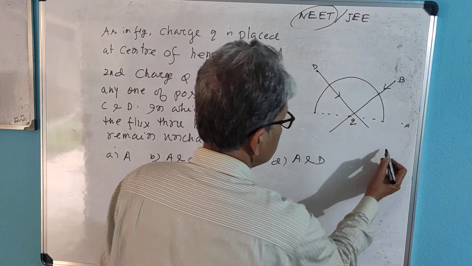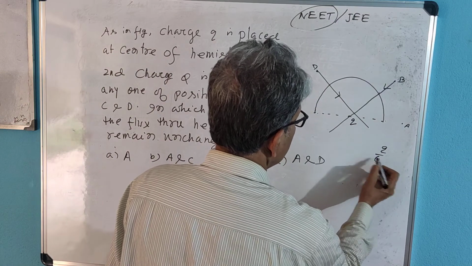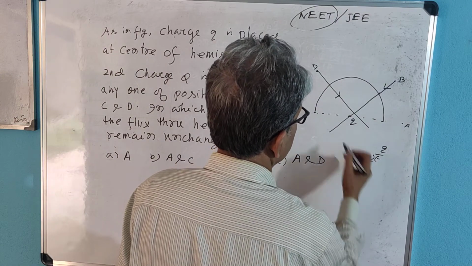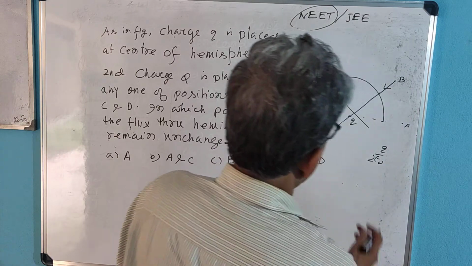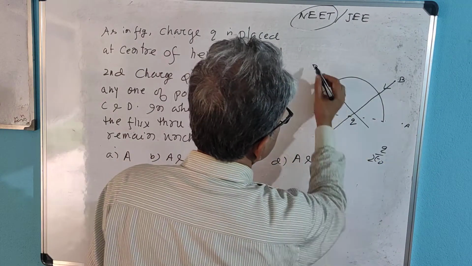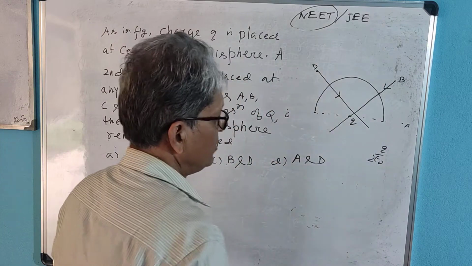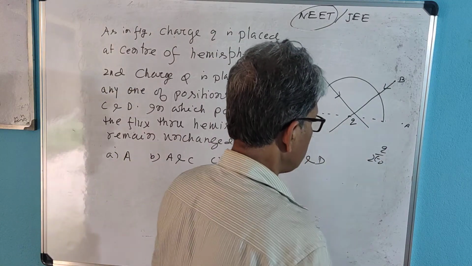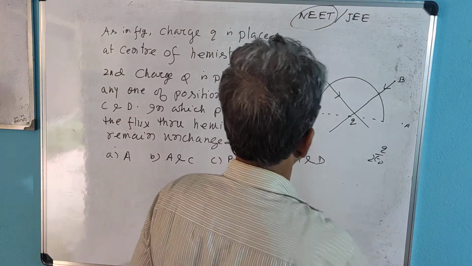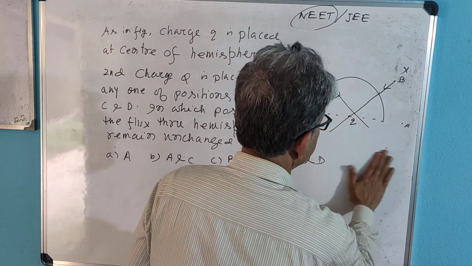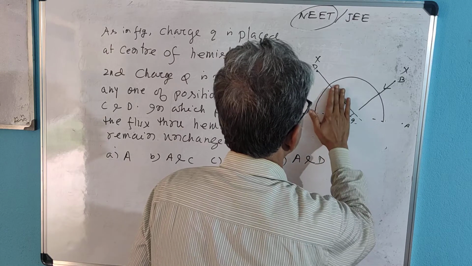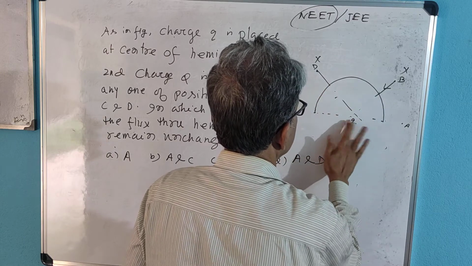Total flux due to q is q by epsilon. Here there will be 2 epsilon as it is a hemisphere, so q by 2 epsilon. But with this, negative flux will be added, so the amount of flux will not remain unchanged. So these two options are cancelled out. Okay, try the next two.